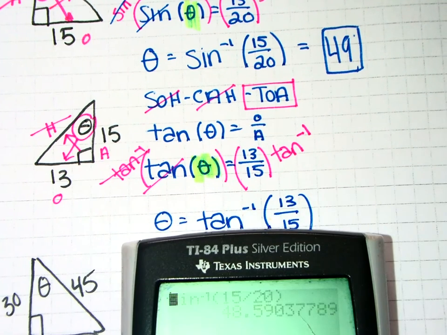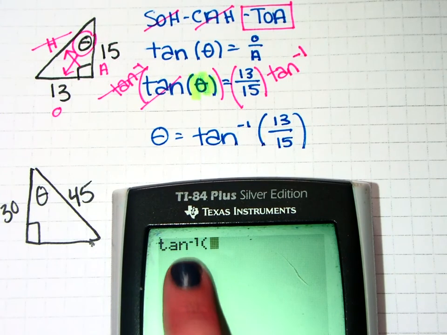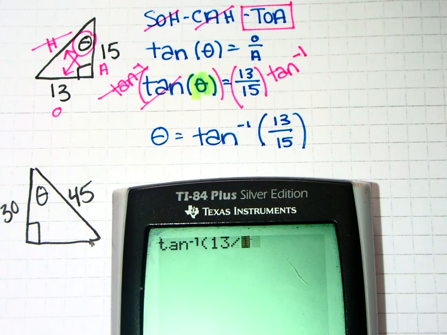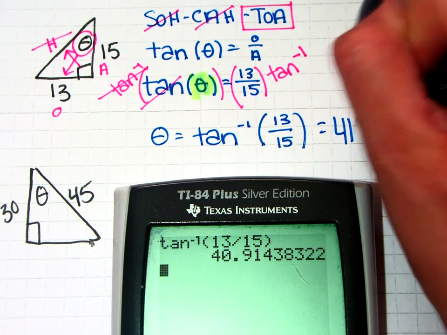I'm going to go ahead and type that into my calculator. Second tangent brings up the -1. 13 divided by 15 gives me an answer rounded to the nearest whole number of 41 degrees.